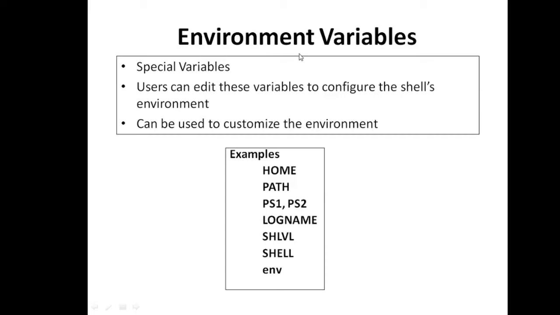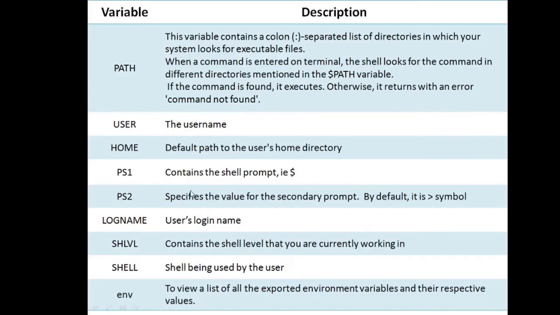Now we can see that environment variables can also be called special variables. You can use these variables to configure the shell's environment and to customize it. These are all predefined environment variables: HOME, PATH, PS1, PS2, LOGNAME. You can see that all these variables are given in capital letters. What is the meaning of each of these variables?